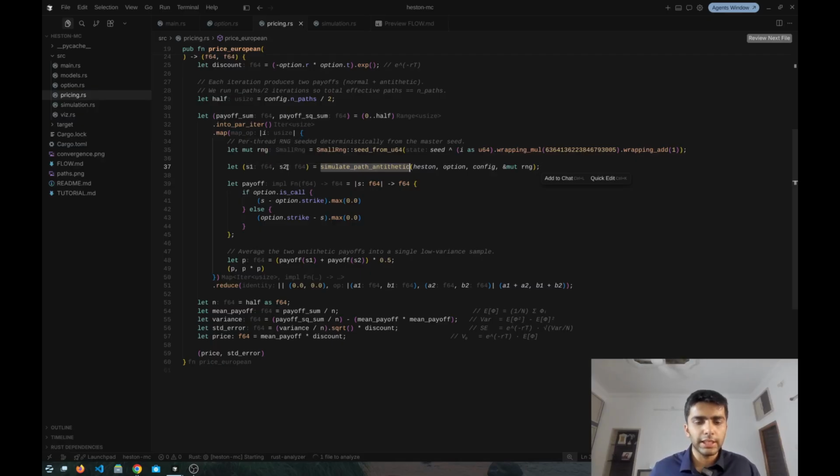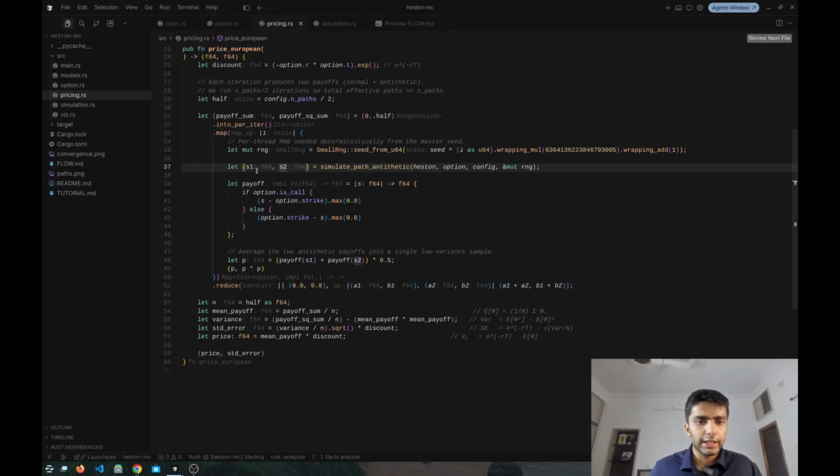S1 and S2 are basically the price at the time of expiry for both the paths. So S1 is the price of that option for that path at the time of expiry, and S2 is the price of the option for the antithetic of that path, the mirror image of that path.